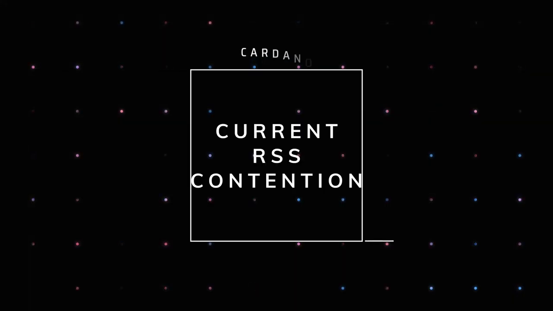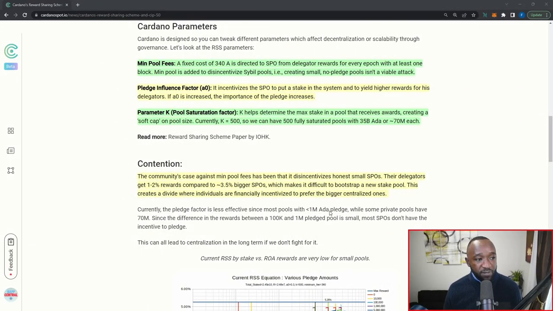Now, the issue with the current platform is that due to the min pool fee, which was the first item that we discussed up here, it is basically disincentivizing or making it very hard for newcomers trying to make the network more decentralized to get up and running. So as it states here, the community's case against the min pool fees has been that it disincentivizes honest and small stake pool operators. Their delegators get rewards of anywhere between 1-2% compared to the average 3.5% that bigger SPOs can provide, which also makes it difficult to bootstrap a new stake pool.